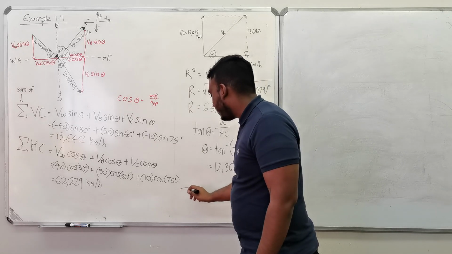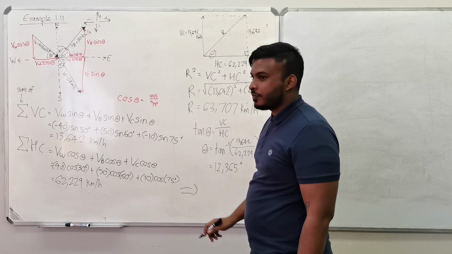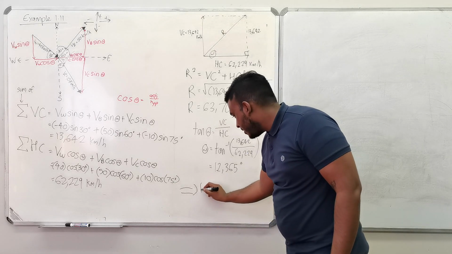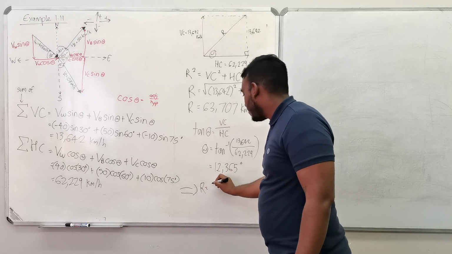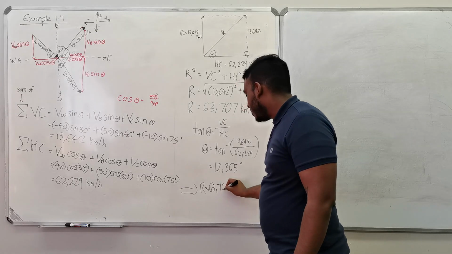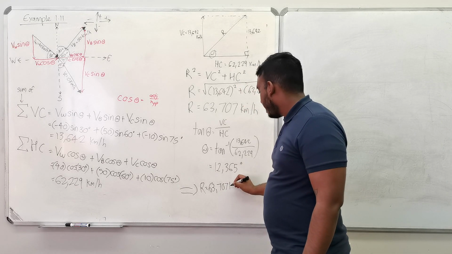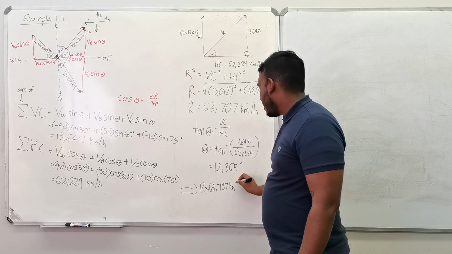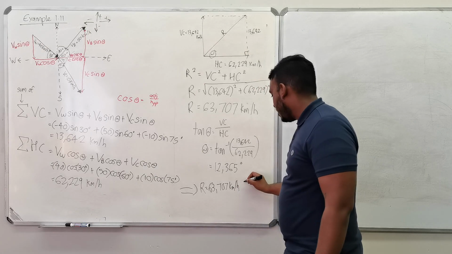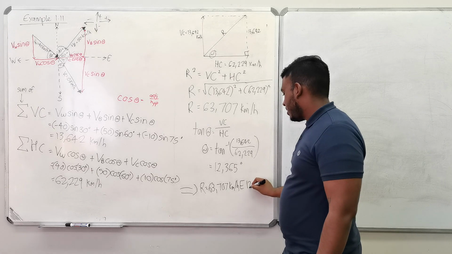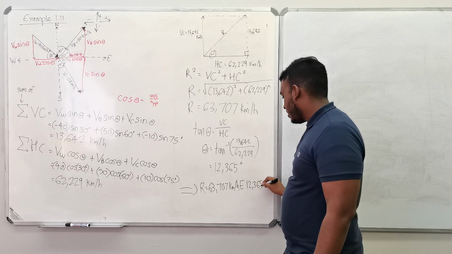So how would you like your final answer? Your resultant is equal to 63.707, and don't forget your units. It'll be kilometers per hour, East, and the angle will be 12.365, North.